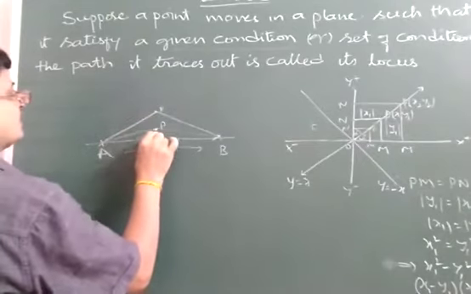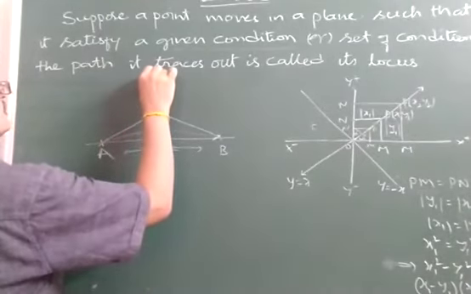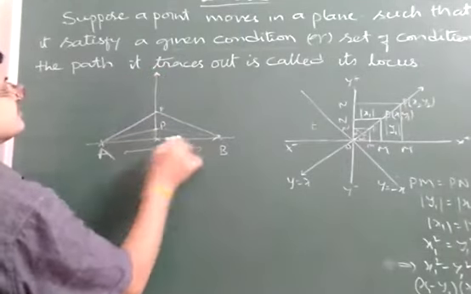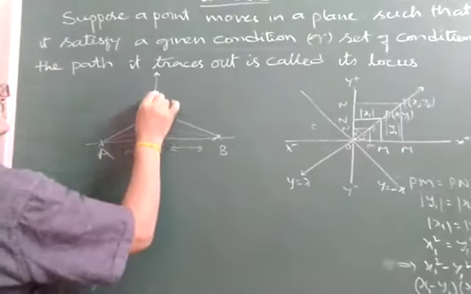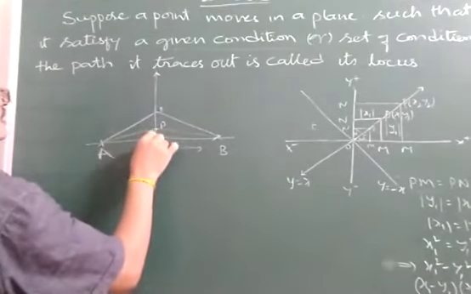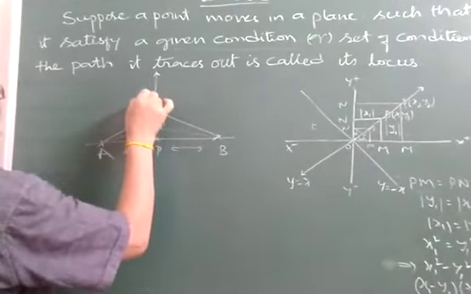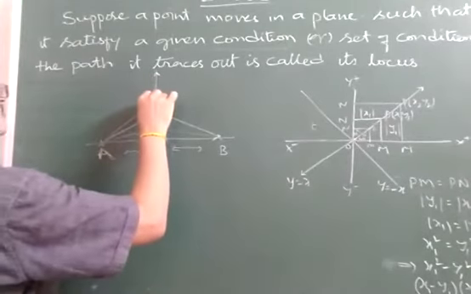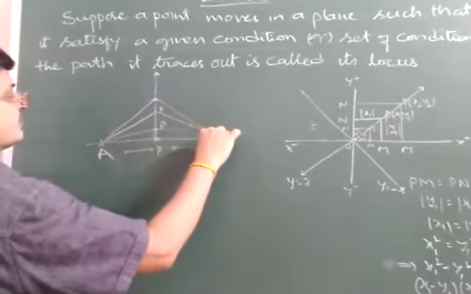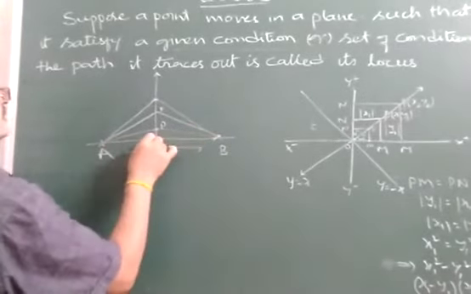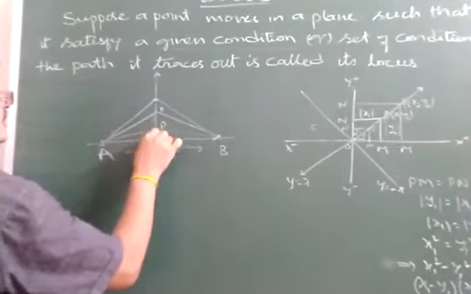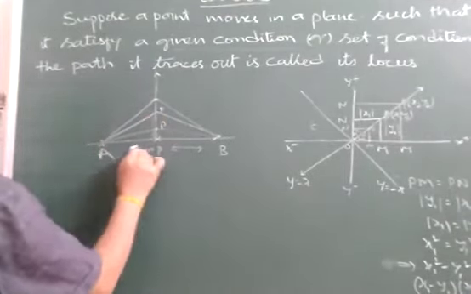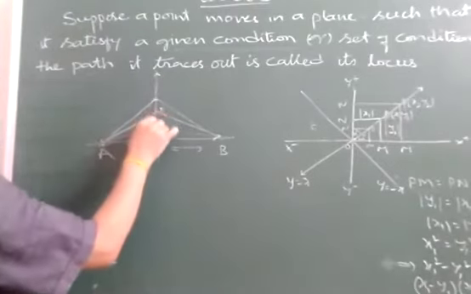So all these points lie on a line which is called the bisector of AB. All these points lie on a straight line. That means any point on this straight line satisfies the condition of being equidistant from the fixed points. So the line is called the perpendicular bisector of AB.